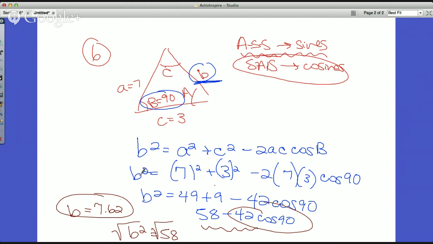So if it's 7.62, my next question is how would I find what angle A or C is? Law of sines, right? So you could just do sine of 90 over 7.62, because it's the angle over the side length, equals sine of A over 7. Again, we're trying to solve for what angle A is there.